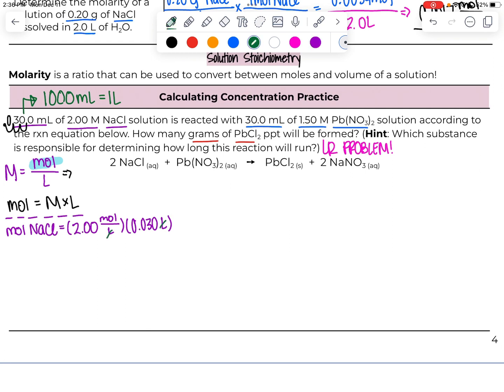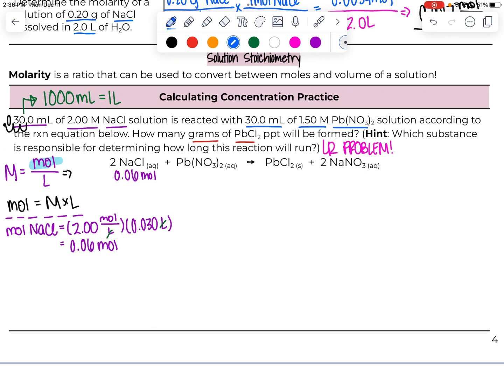So just double check, liters cancel with liters. I end up with units of moles, exactly what I wanted. And I need to figure out if I've got 2 times 0.03, well, 2 times 3 is 6. So 2 times 0.03 must be 0.06 moles of my NaCl solution. Okay, so I'm going to write that up there so I don't forget how much I'm starting with.